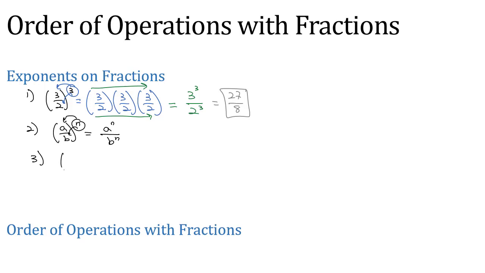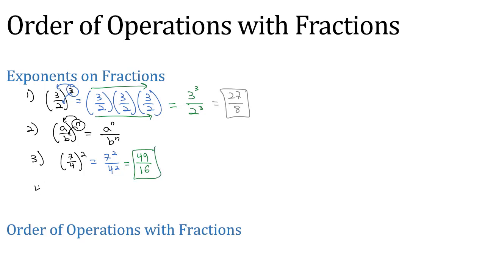So for example, if I have 7/4 and I want to square that fraction, what that really means is 7 squared over 4 squared. We have to square both parts to get 49/16 for our final answer.